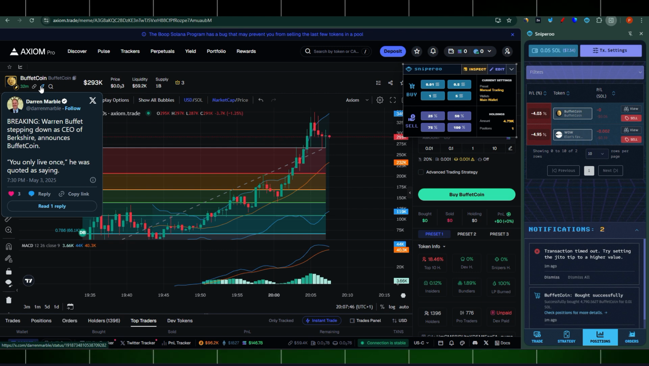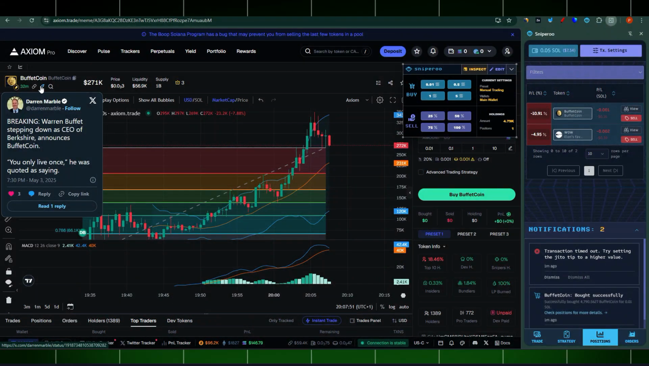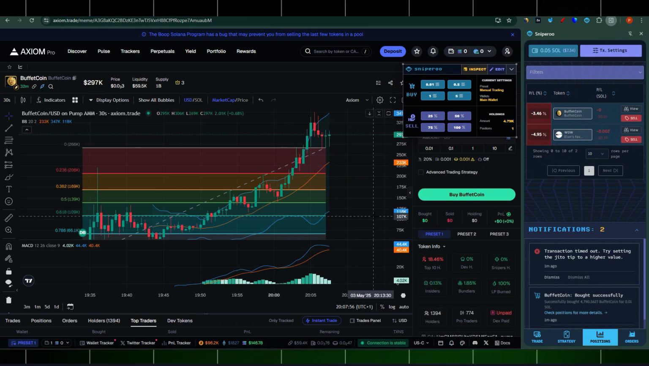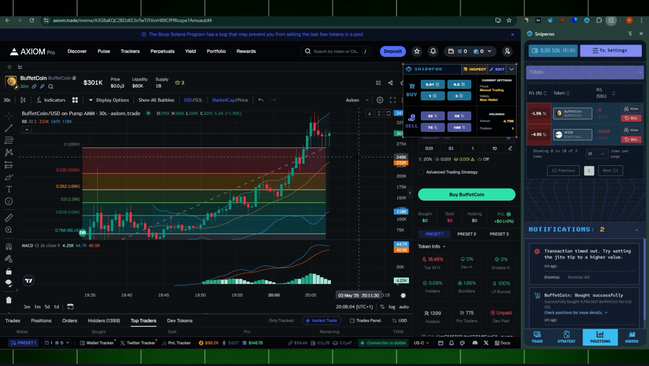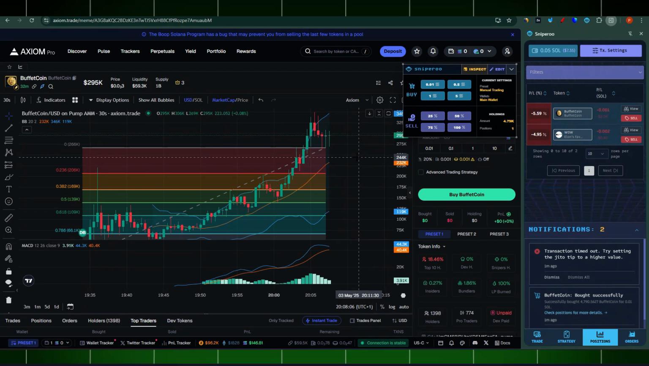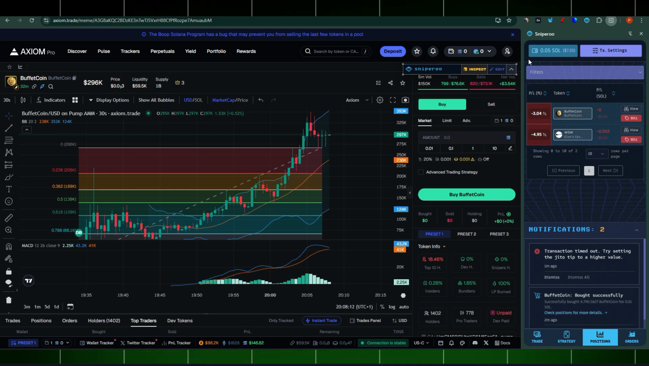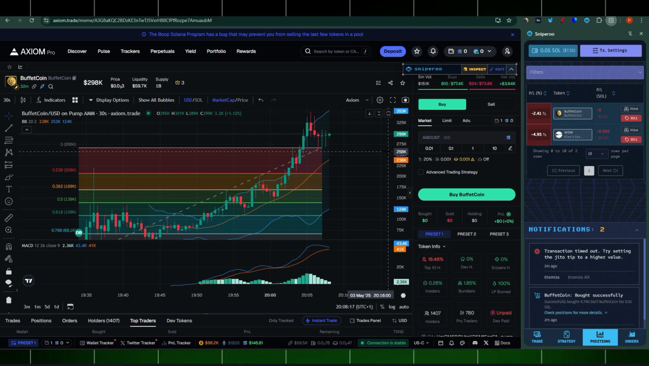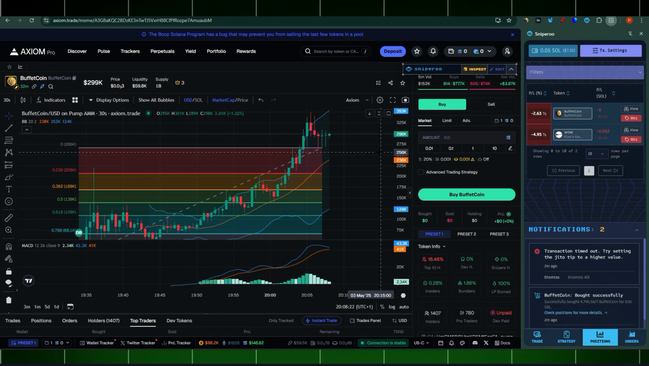Breaking news: Warren Buffett stepping down as the CEO of Berkshire. Announces Buffett coin. There we go. That's why the Buffett coin pops up and is so strong. It's not exactly bullish news, but it is news. Everyone who follows investments knows Warren Buffett is the most successful investor out there, ever, in my opinion at least. He is stepping down as CEO of Berkshire Hathaway, which is huge news for the markets.